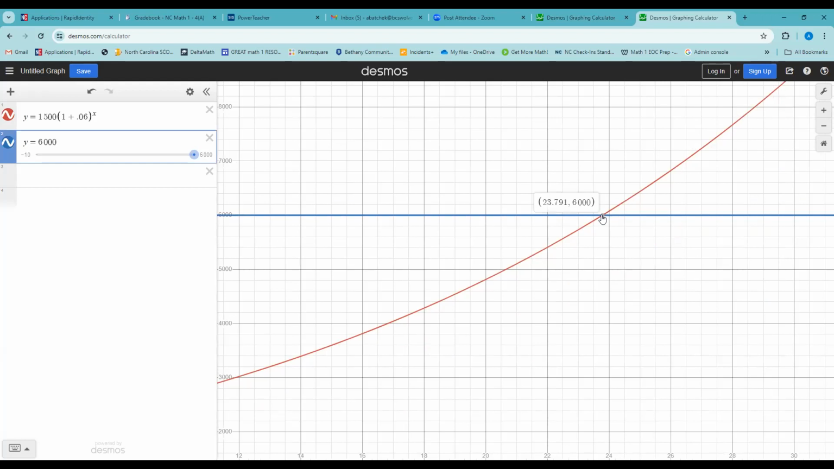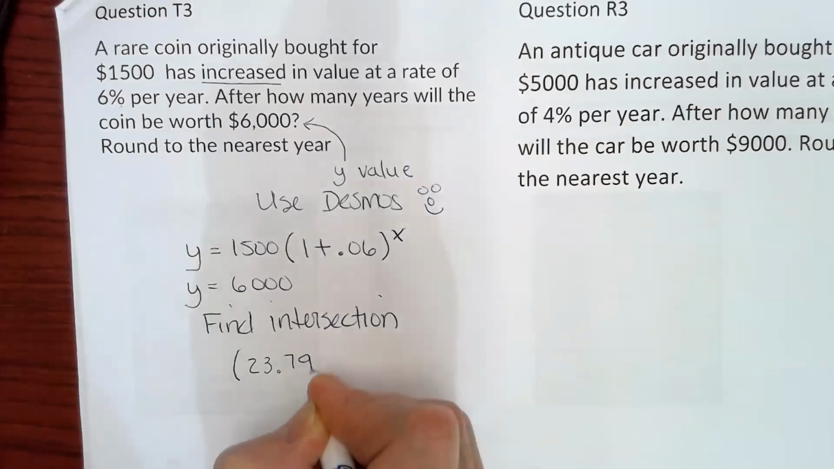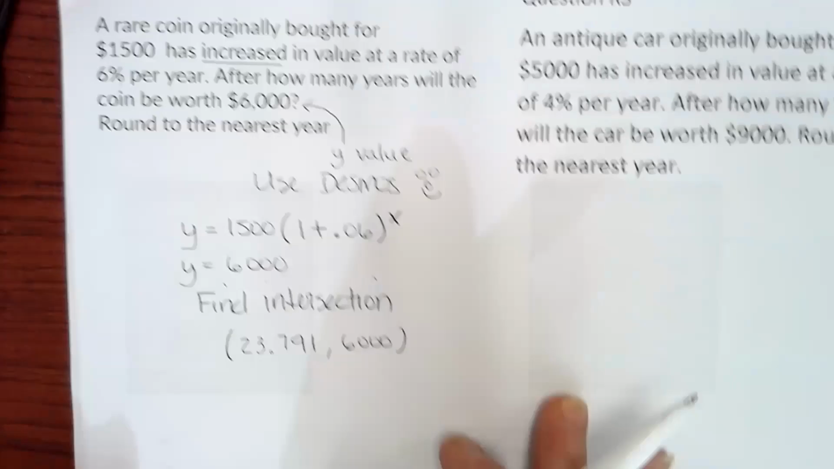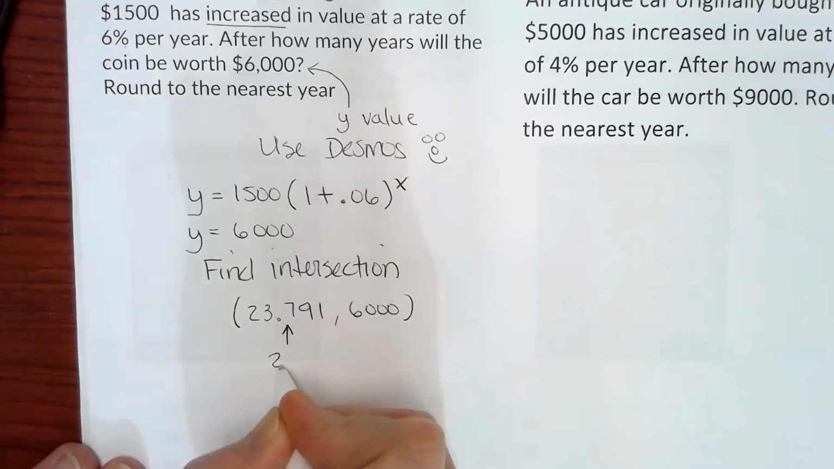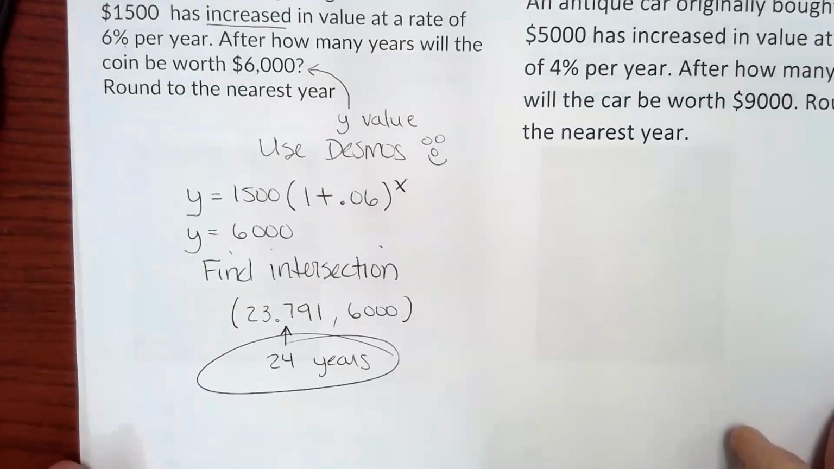And notice they meet at 23.791, comma, 6,000. So what I'm going to do is go back and write that down. Okay. So 23.791, comma, 6,000. It says round to the nearest year. So that would round up to 24 years. Okay. All right.